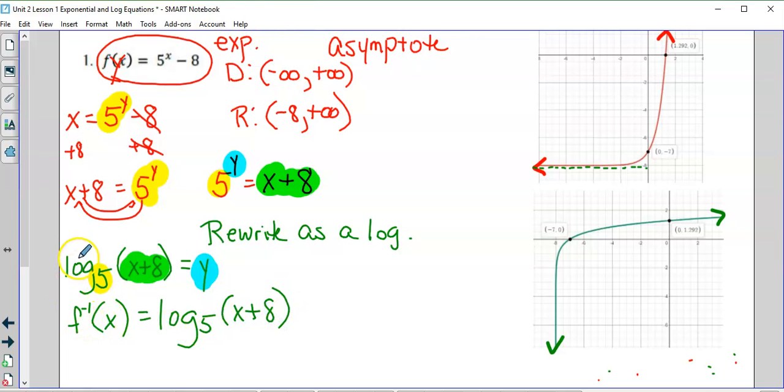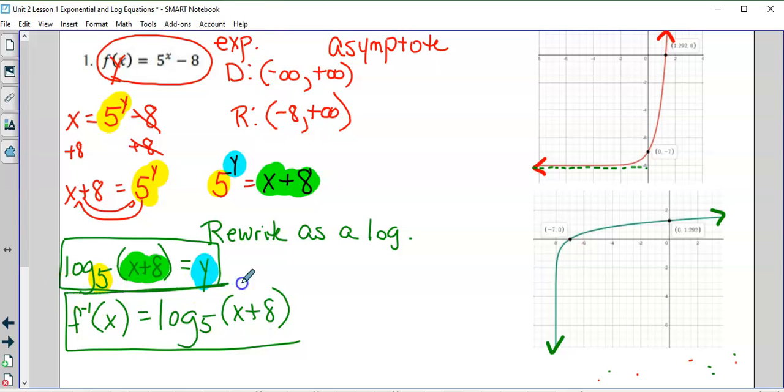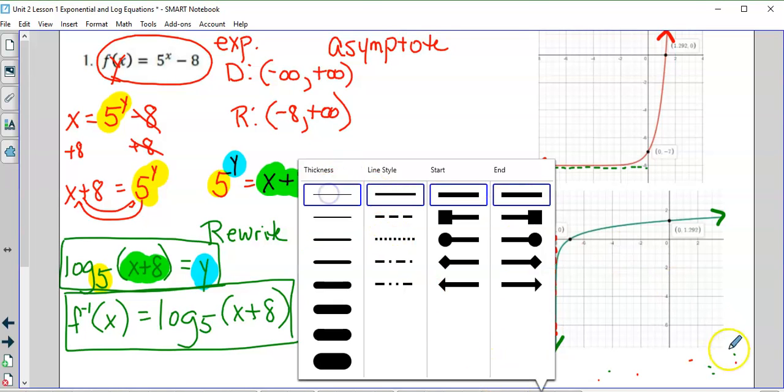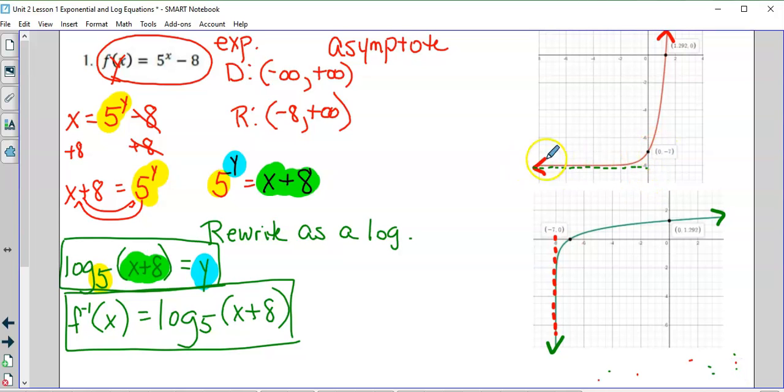So for me, this is fine if you leave it like this, or you can do your inverse notation. It's exactly the same. I just turned it around. Now let's talk about domain and range of this green graph. The green graph has what we call a vertical asymptote. Where this one up here had a horizontal asymptote, a log function always has a vertical asymptote, which is right here somewhere. It's also at -8. So the vertical asymptote on the bottom graph is the same thing as the horizontal asymptote up here.